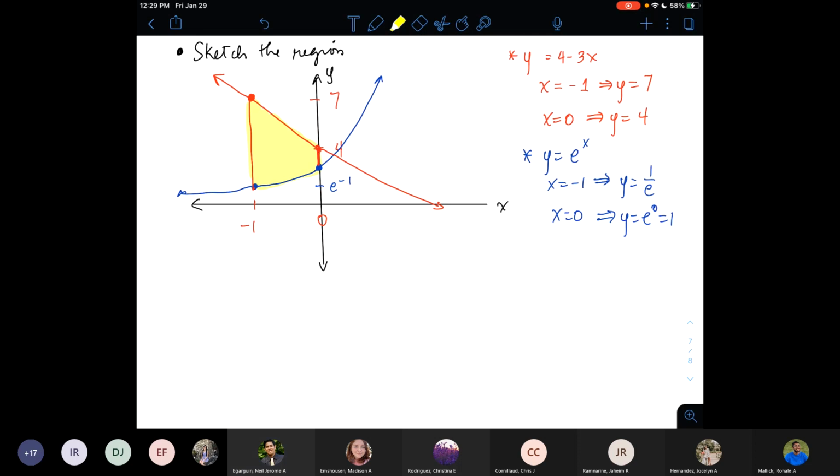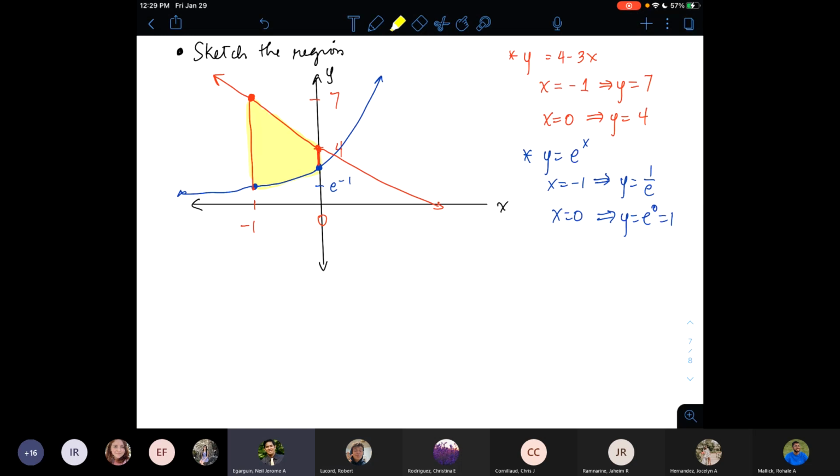Okay. Now, next decision to make. Since the problem didn't tell us what type of strips to use, we are free to use the more convenient one, right? What do you think is the more convenient one? Horizontal or vertical strips? Vertical. We're already given the equation. Right, so vertical strips, because we are given the equation.